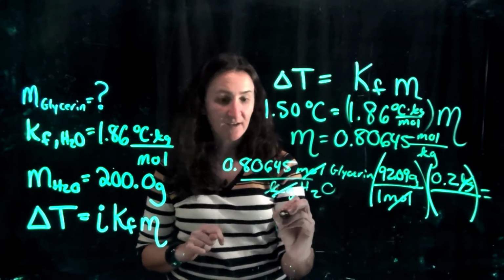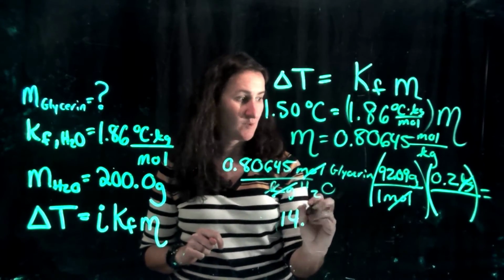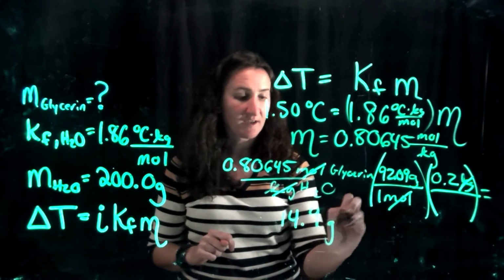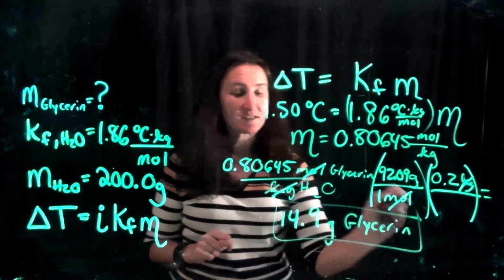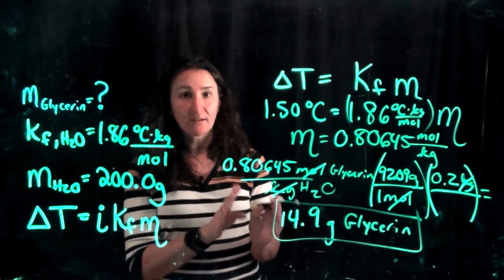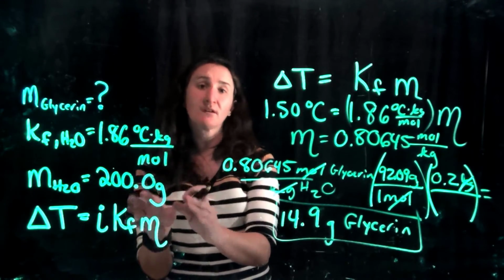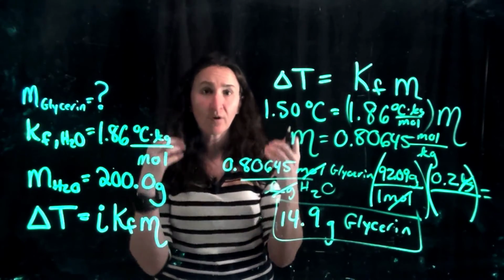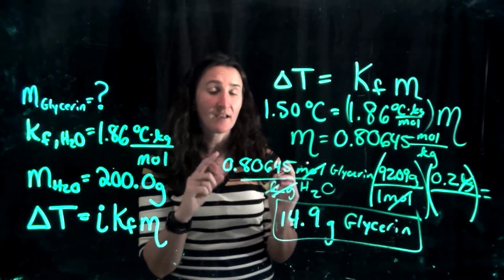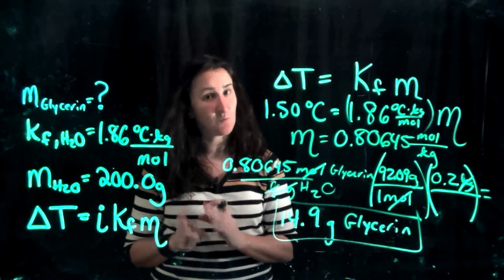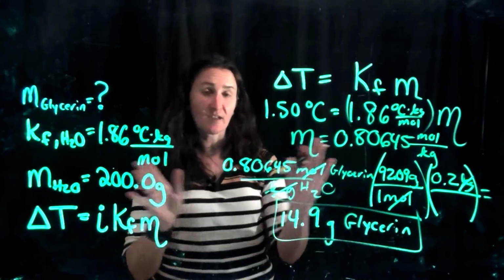So what is my final answer? We end up with 14.9 grams of glycerin. What that means is if I place 14.9 grams of glycerin into 200 grams of water, I'm going to lower the freezing point of that solution by 1.5 degrees compared to my pure solvent, which is water. And so that's how you solve these types of problems.